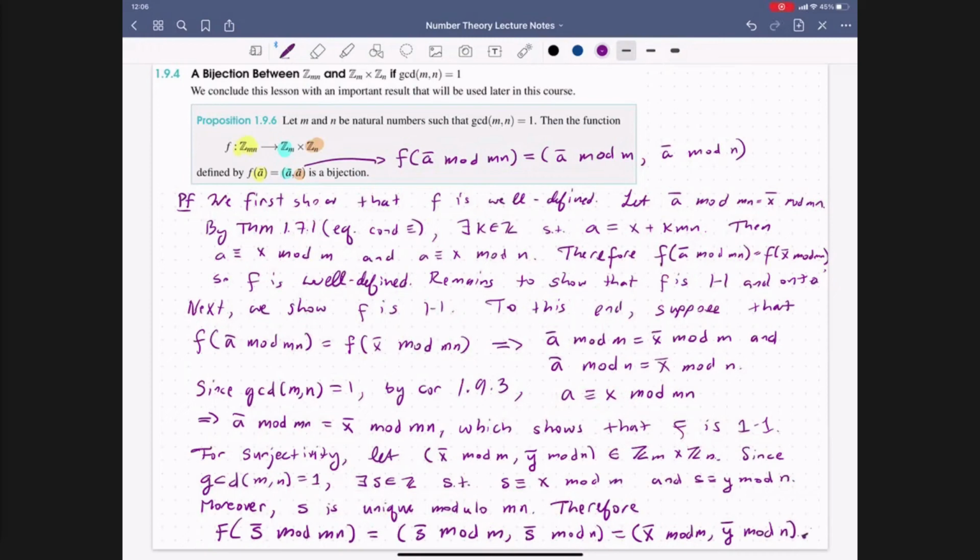So I'm going to finish it off. I've run out of space, so I'm just going to come up here and finish. So f is onto, and thus bijective.